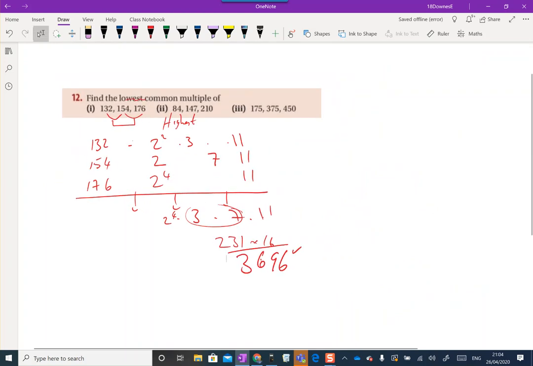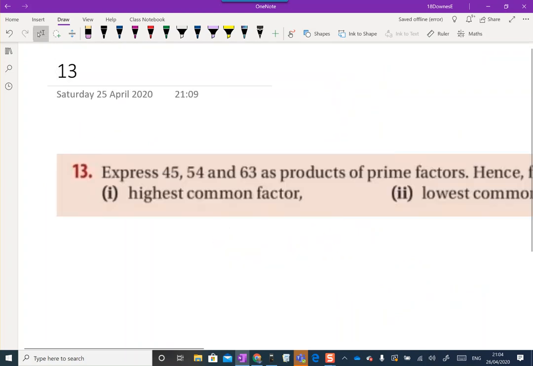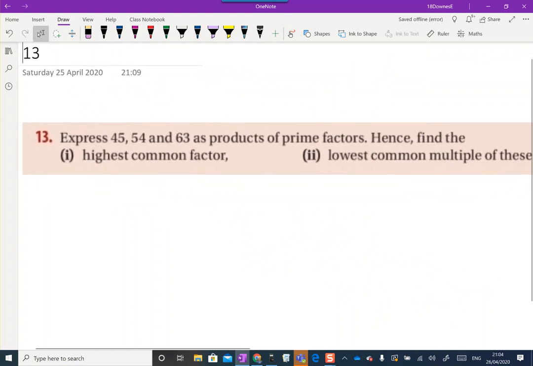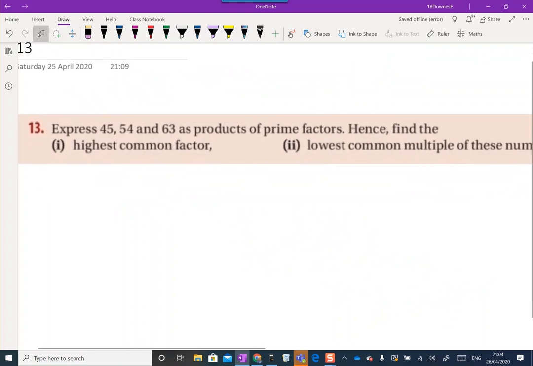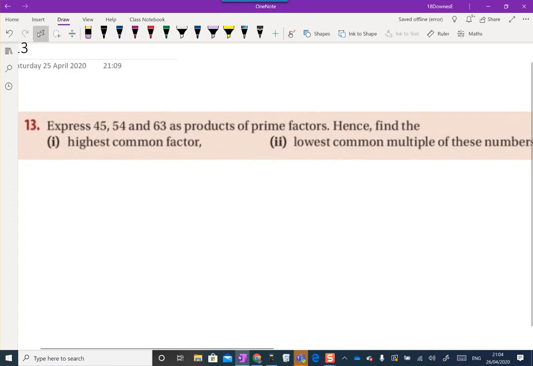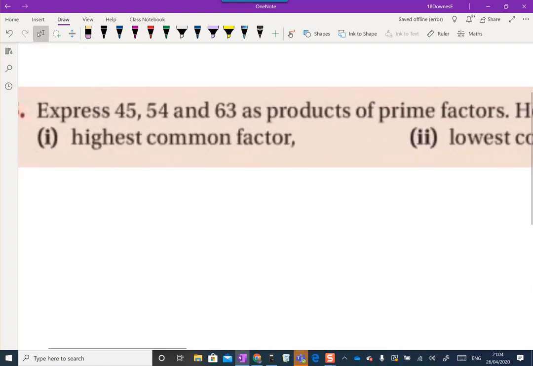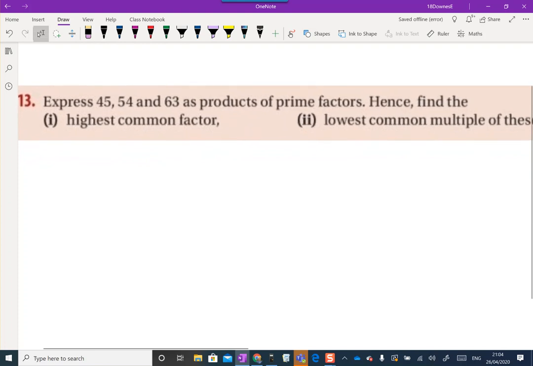I want you to do the rest. Now, in this, as a product of prime numbers, hence find, yeah, but we know how to do that, and to do both. Now, I will just say this one could be done more or less by inspection.